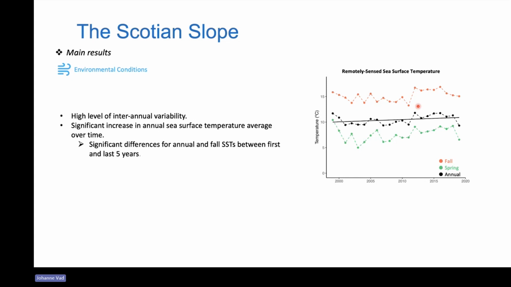If we try and simplify our time series a little bit and we compare the beginning and the end of the time series, we do find some significant differences for annual and fall sea surface temperature between the first and the last 5 years. We don't find this difference in the spring because of the high level of noise in our time series. But overall, we do see an increase in temperature, which we were expecting based on literature for the region.